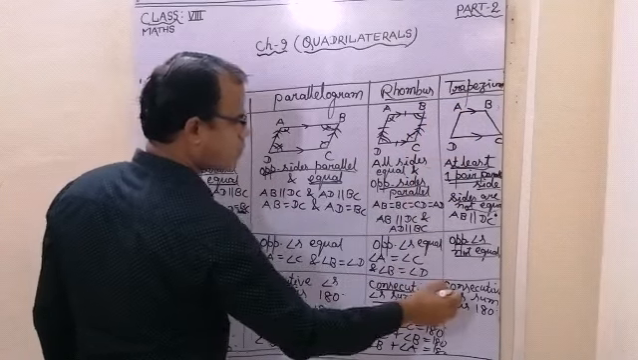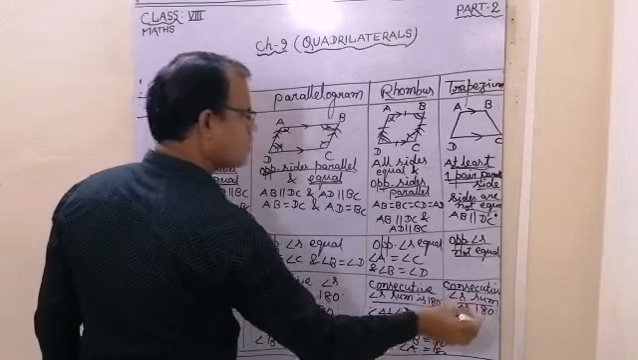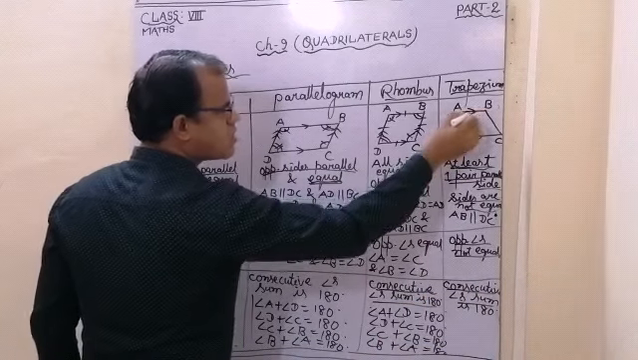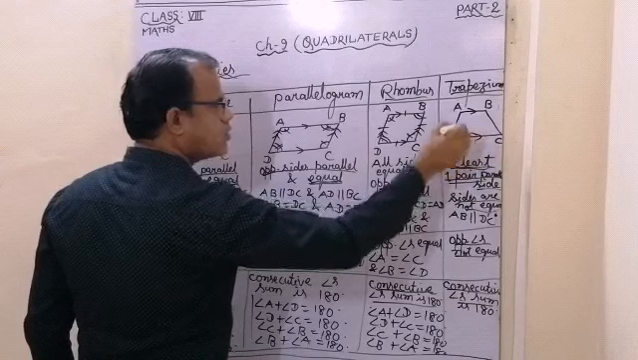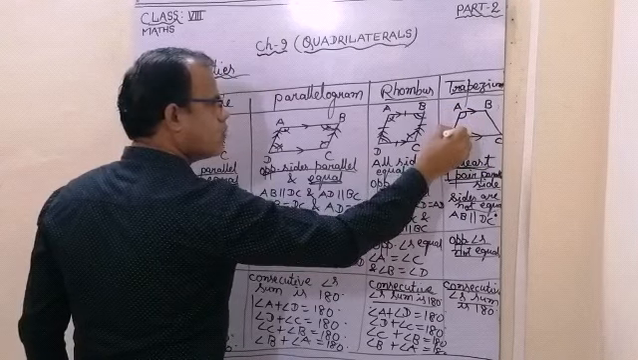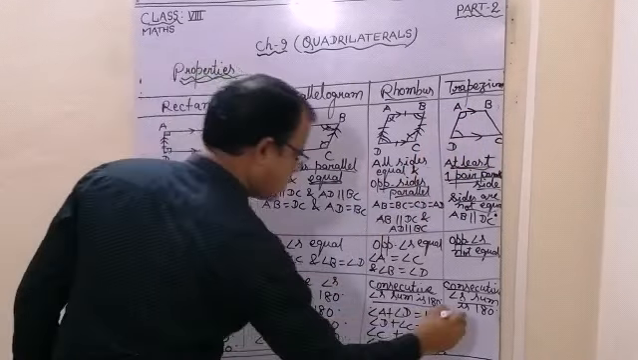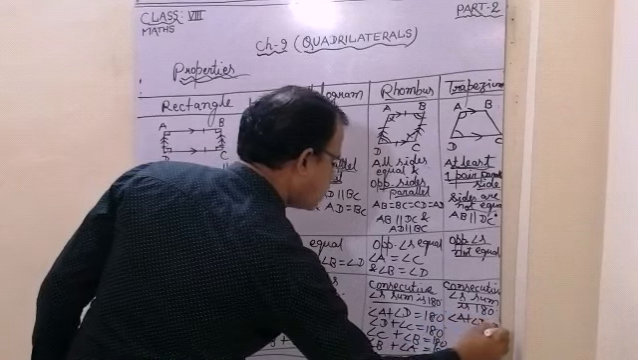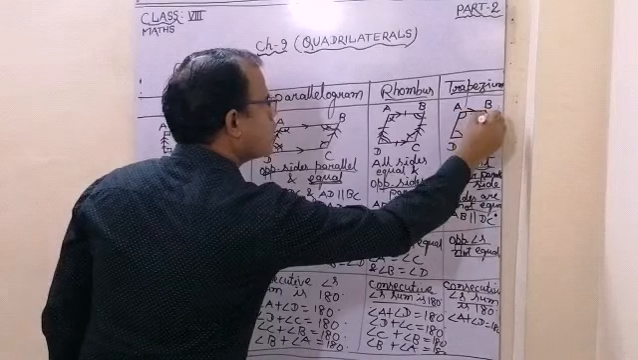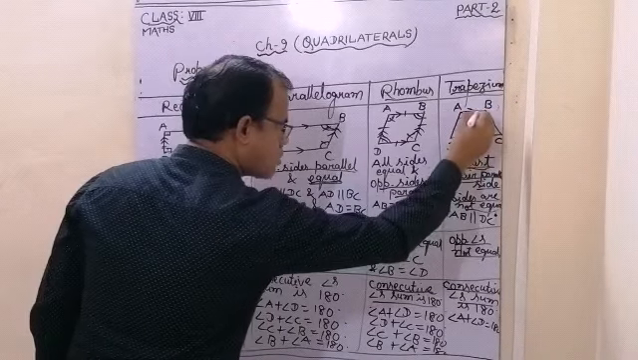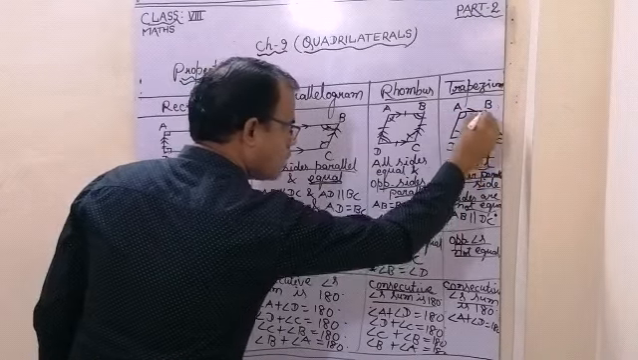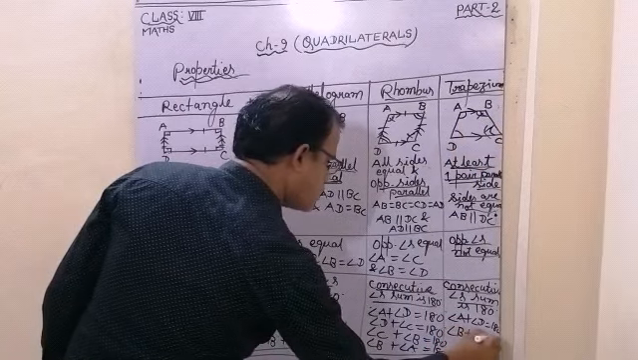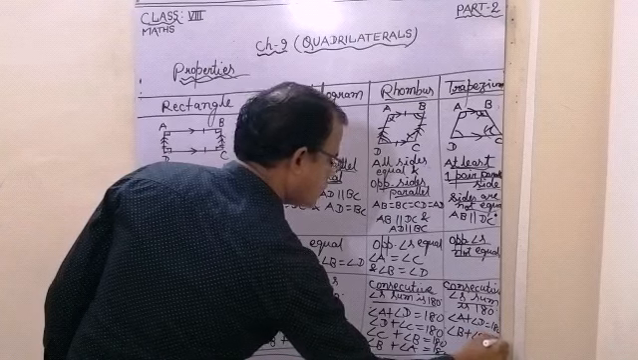Here you see this property, consecutive angles is 180 degrees. So here you see this AB is parallel to DC. So this angle plus this angle is 180 degrees. Angle A plus angle D equal to 180 degrees. And here also angle B plus angle C is 180 degrees. So angle B plus angle C equal to 180 degrees.